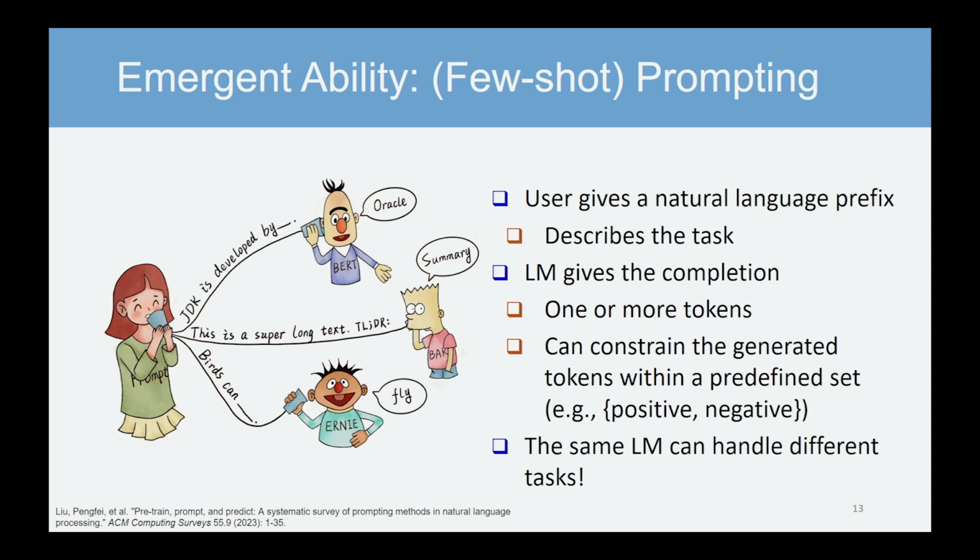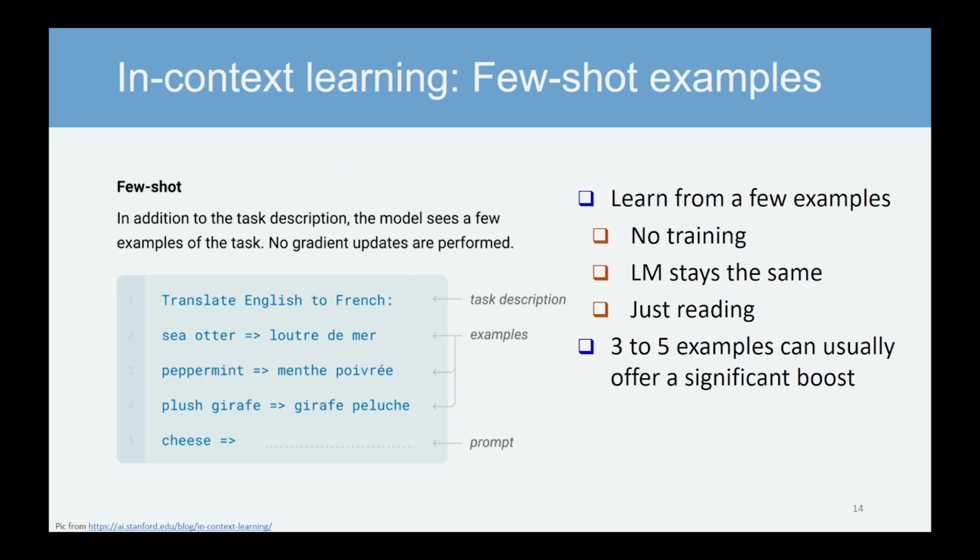And this is not the end of the prompting yet. I put a few shot there. So how can we use few-shot examples to improve the prompting performance using large language models? You can actually give a few examples in addition to the task description. For example, if you want to translate English words to French words, so this is a task, right? Translate English to French. And I can give you some examples.